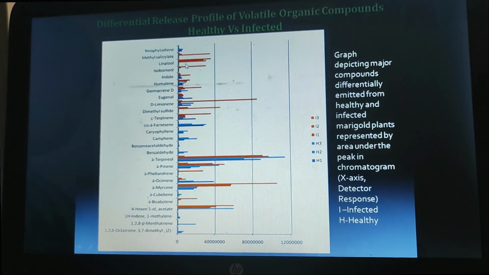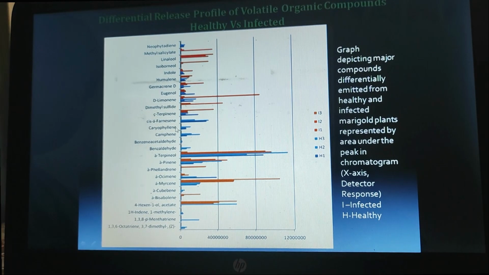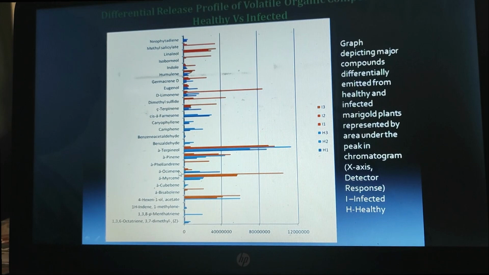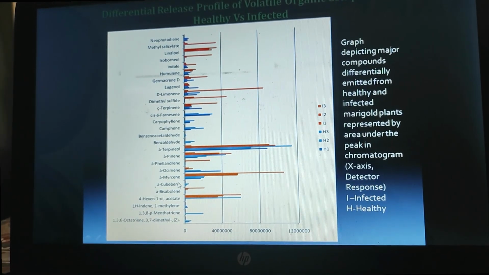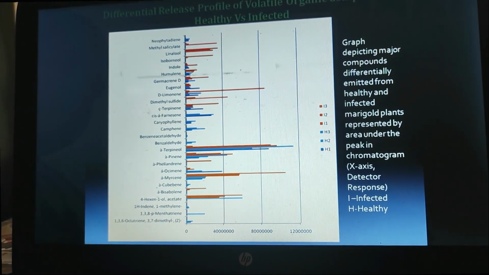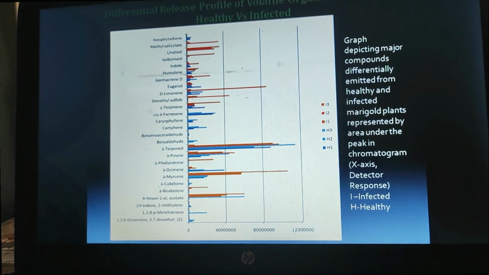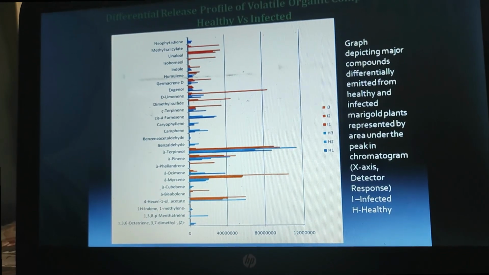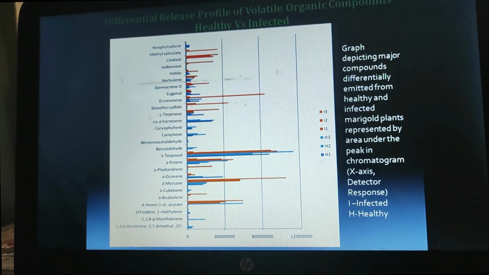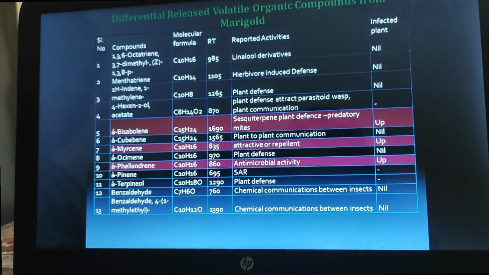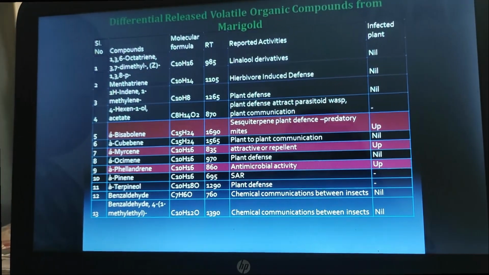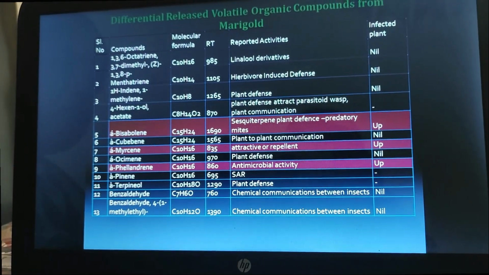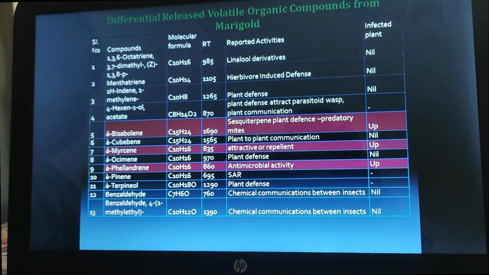So compounds like methyl salicylate, linalool, isoborneol, bisabolin, philandrin, etc. were expressed only in infected plants, whereas some compounds like alpha terpenols, alpha pinene, limonin, etc. were expressed in both infected and healthy plants. And these compounds were further checked for their activities and their significance in the plant system, and we could identify most of them were sesquiterpenes and monoterpenes associated with plant defense signaling.